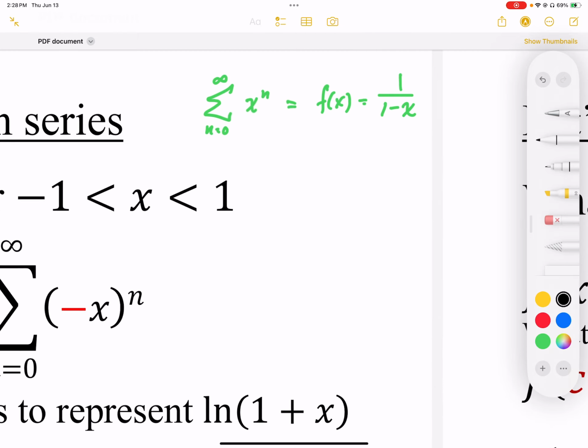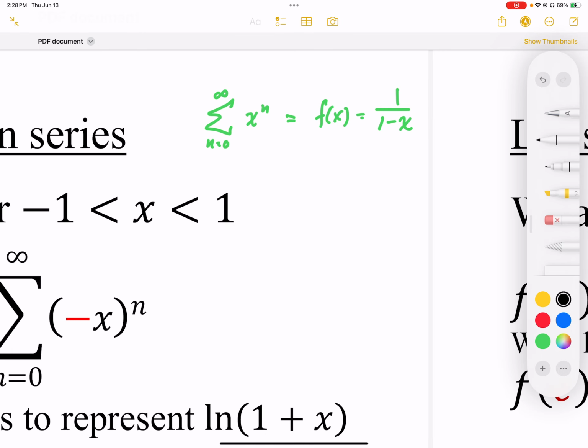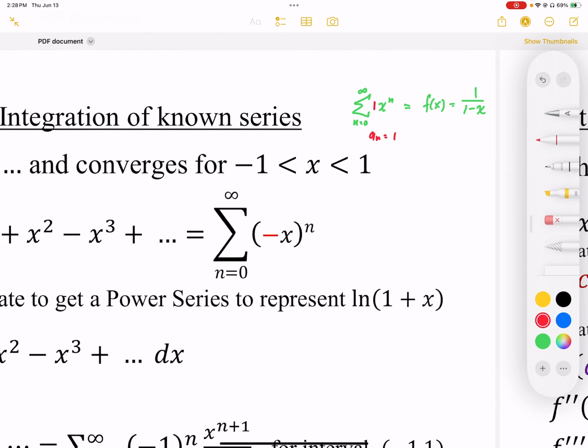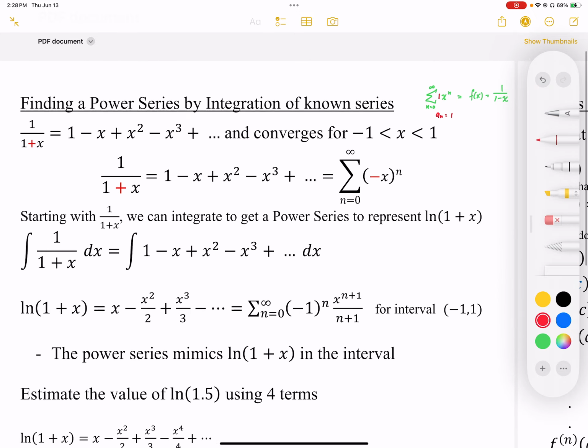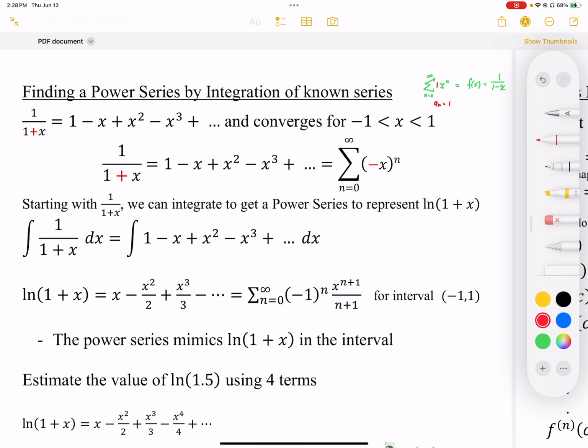We keep circling back to this basic power series because it's a really simple series where we have a_n equal to 1. So our a_n value here is always equal to 1. And we have this nice function 1 over 1 minus x. And we've been doing some substitutions and rearrangements of this. So that's what we're going to do here. We're going to start with that same function.